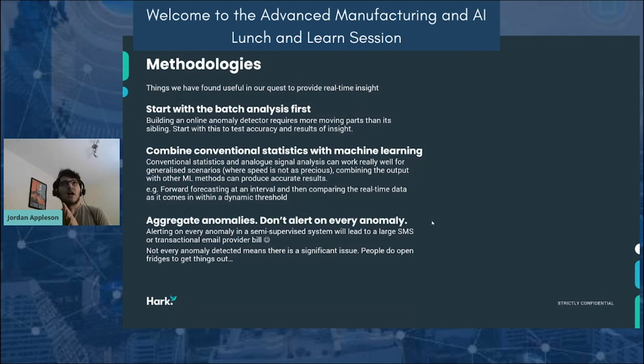You could just use any kind of forecasting system and then combine that with some kind of dynamic threshold component. That typically works. And then aggregating anomalies and then alerting. Don't alert on every anomaly. That's something that we absolutely have to do, especially when you're dealing with real-time detection.